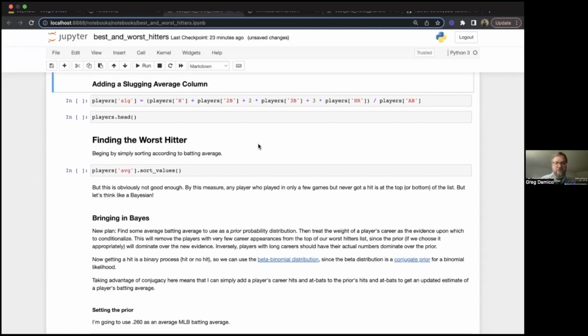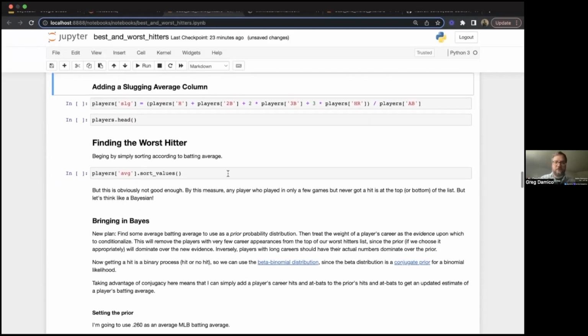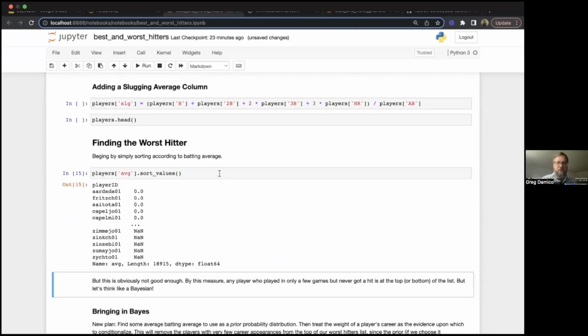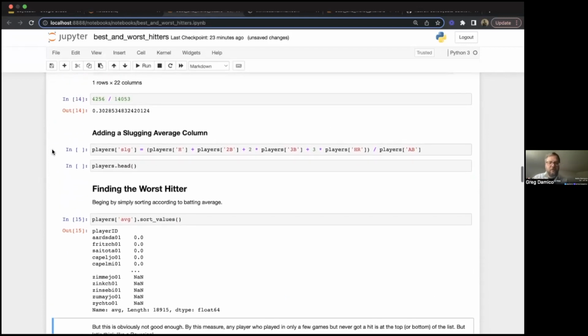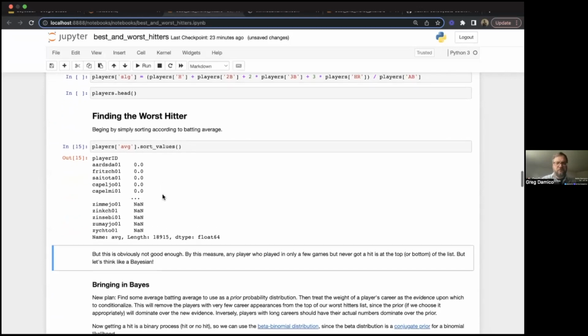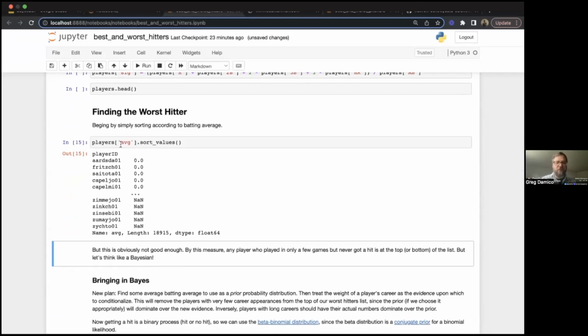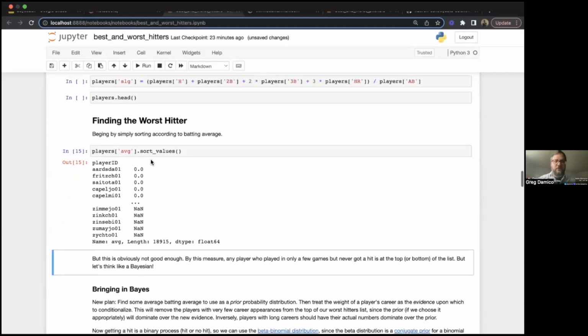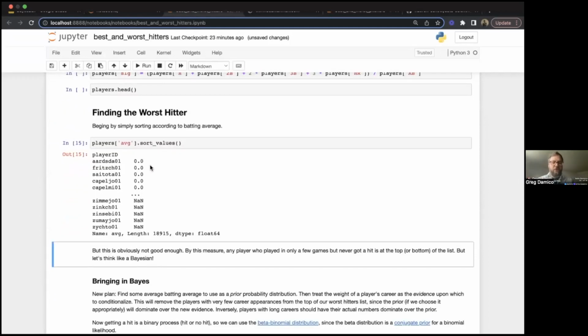Okay, cool. So let's see if we can find the worst hitter. Here I am sorting my worst hitters here. If I just run sort values on average, I get that sorted, and you can see I've got some zeros and so on.